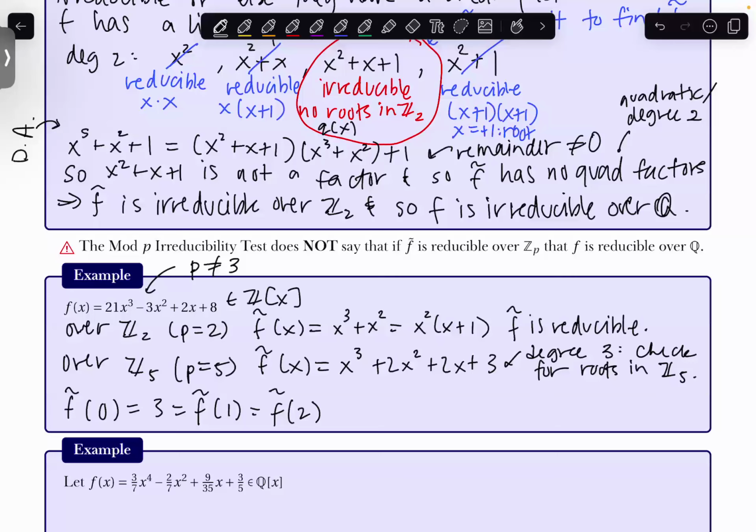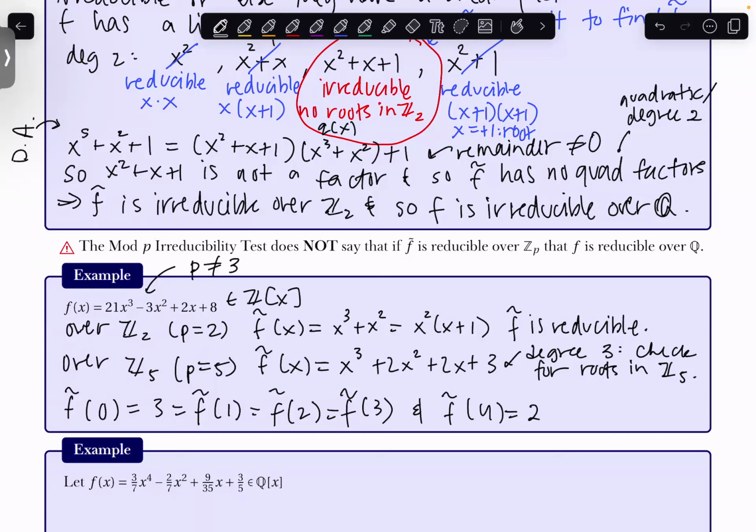Okay, and then the last one I needed to check was f of 4, which again did not give me back 0. I checked all of my numbers 0 up to 4, and none of them gave me back a root. And so F tilde is irreducible. And so by my mod P theorem, I know that F is going to be irreducible over Q.